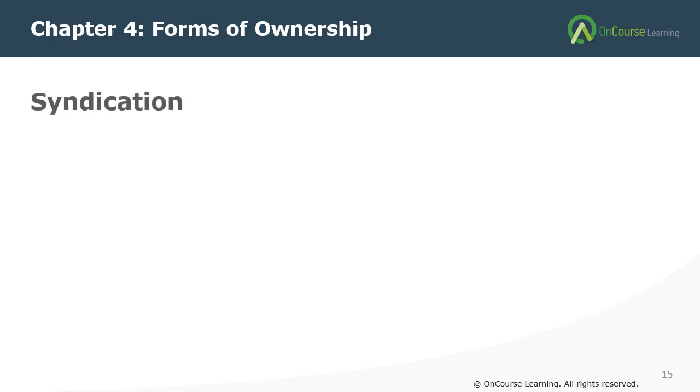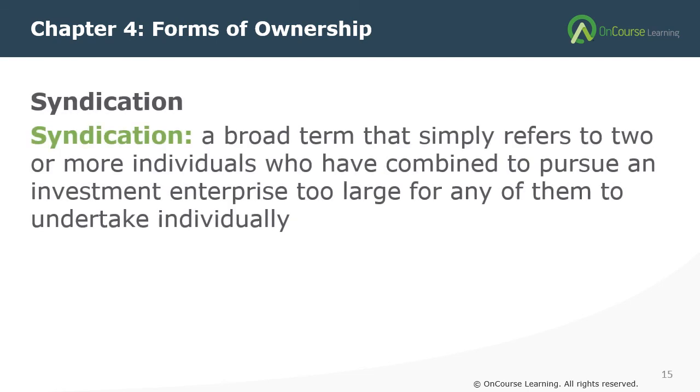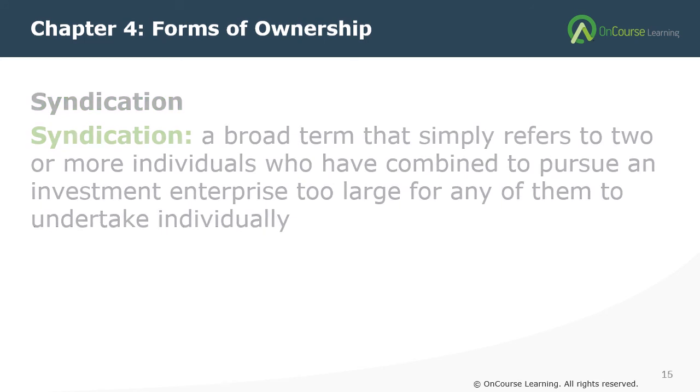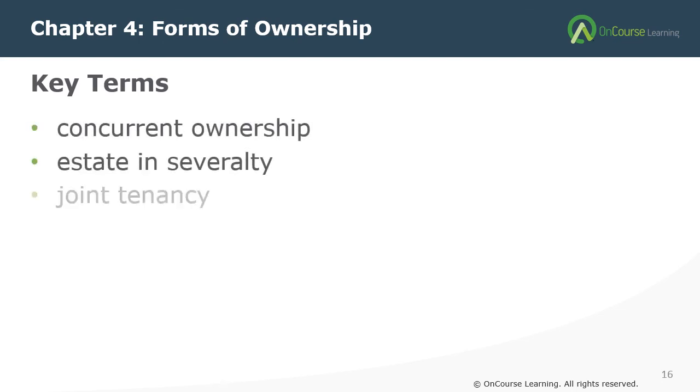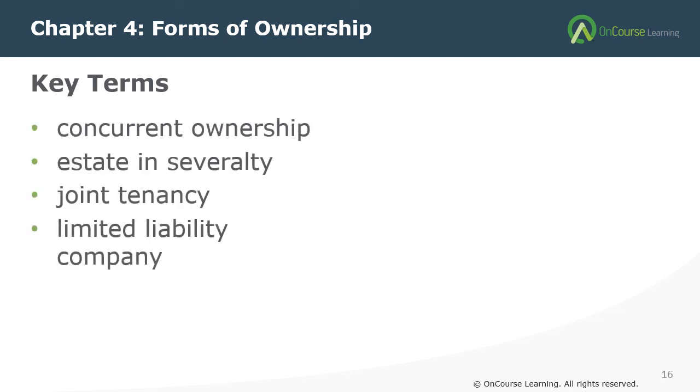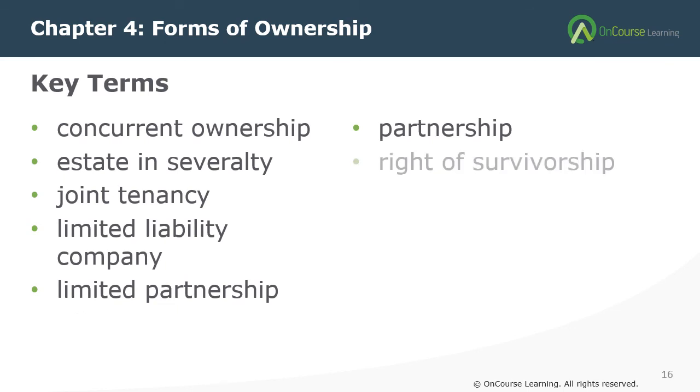A syndication is simply a broad term that refers to two or more individuals who have combined to pursue an investment enterprise that's just too large for any of them to undertake individually. As we close Chapter 4, here are some different terms which you should become familiar with.